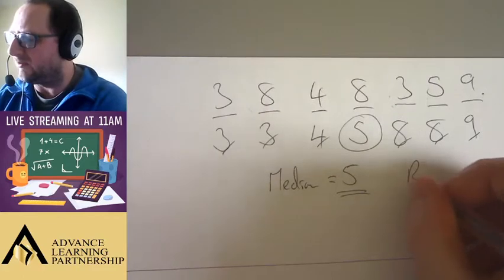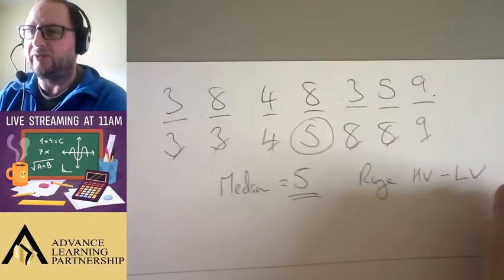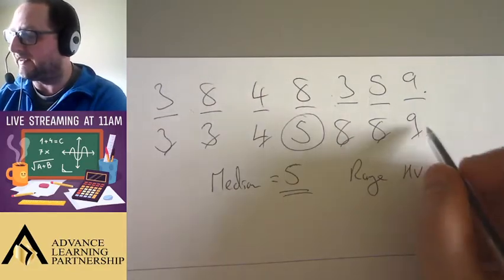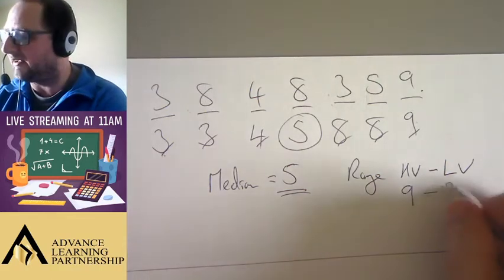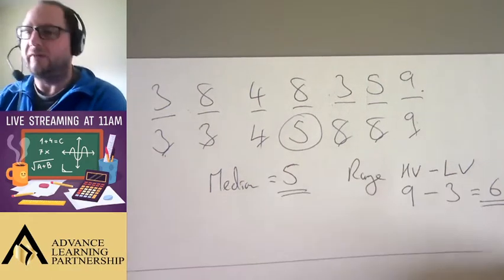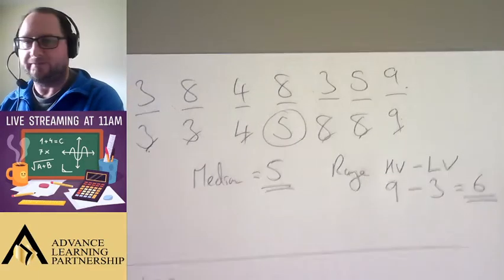Looking at the range now, the range is the highest value minus the lowest value. And the highest value in this data, you can clearly see now because you've ordered the data, is 9, and the lowest value is 3, and that gives you a range of 6. So the range is 6 and the median is 5.